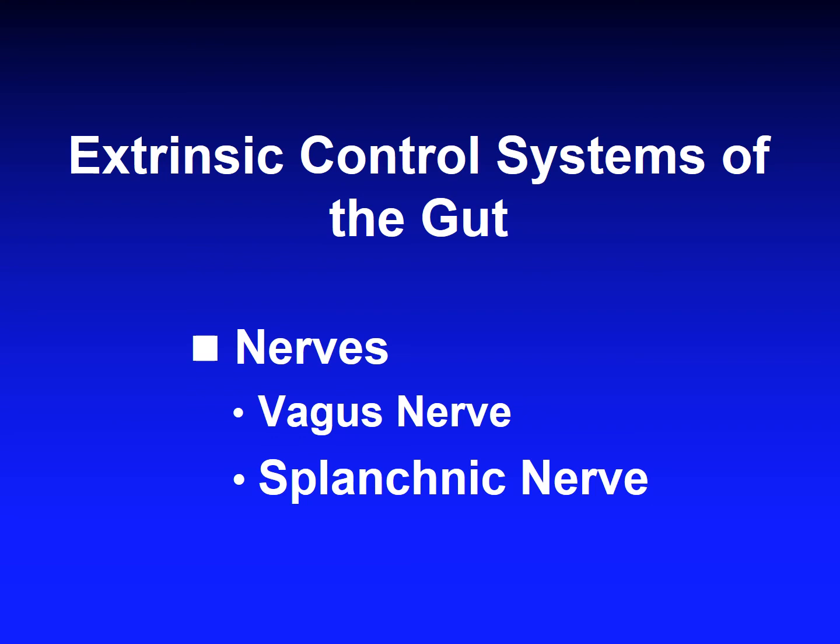There are two nerves that participate in the control of the gastrointestinal functions. These nerves are the vagus nerve, the 10th cranial nerve, and the splanchnic nerve. Vagus nerve and splanchnic nerve.